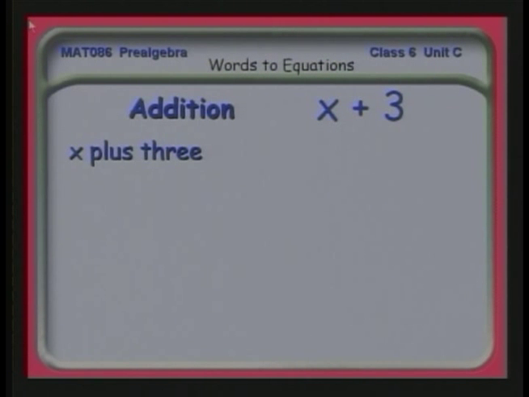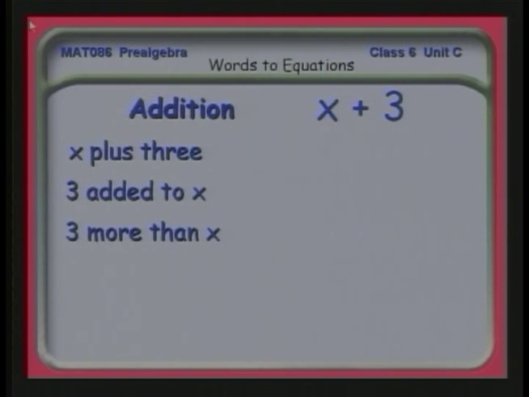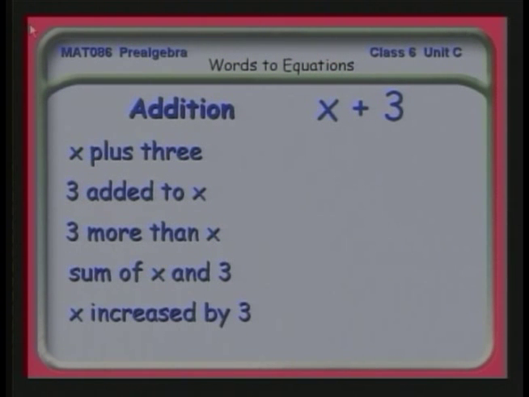You certainly can say x plus 3 and see that written out. What other ways? 3 added to x translates to x plus 3. 3 more than x, same translation from English to math. The sum, remember that the sum means what you get when you add stuff up. The sum of x and 3 also means x plus 3. X increased by 3. In other words, x is made greater by adding 3 to it.